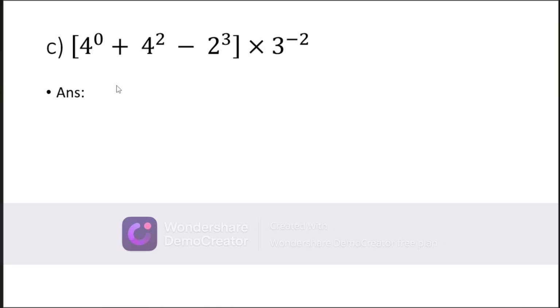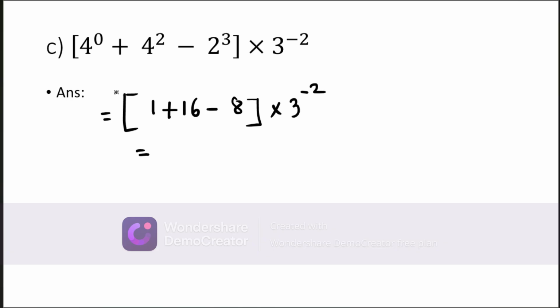(4 to the power 0 plus 4 square minus 2 cube) whole into 3 to the power minus 2. So 4 to the power 0, any number whose power is 0, the value is 1, plus 4 square, 16, minus 2 cube, 8, into 3 to the power minus 2. Now 16 plus 1, 17, minus 8, that is 9 into 3 to the power minus 2.